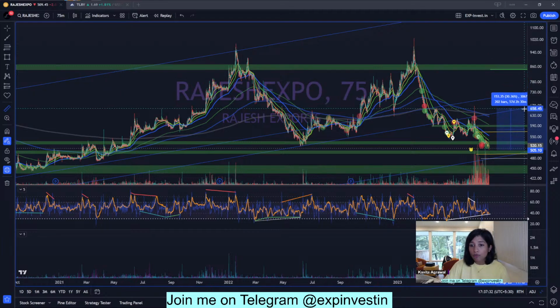Get into the stock for the first target of 30%, if at all, second target of 42%, and the third target of 60%. Okay, and even from a long-term perspective, make sure that you are maintaining the stop loss at the level of 467 and no lower.